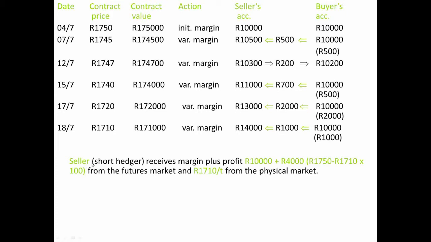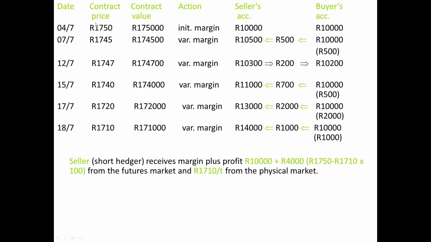So what about him? He receives his margin. In other words, when you close your position, your initial deposit of 10,000 gets returned to you, plus he would get 4,000 Rand because he benefited. Remember what we said? The opening price was 1750, the closing price is 1710. The difference is 40 Rand per ton times 100 tons, which is 4,000 Rand, and that's what you see there. So in as much as he gets back his 10,000 deposit, he will also gain 4,000 Rand in the futures market.